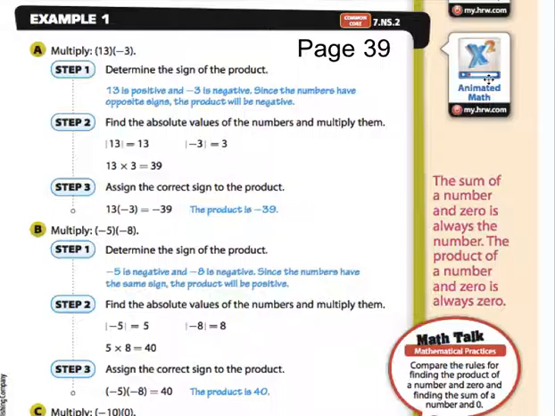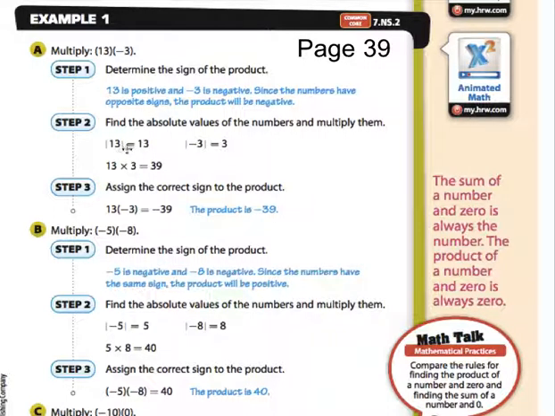All right, page 39. Multiplying 13 times negative 3. Step number one, determine the sign of the product. 13 is positive and negative 3 is negative. Since the numbers have opposite signs, the product will be negative. Product meaning the answer. Step 2, find the absolute values of the numbers and multiply them.